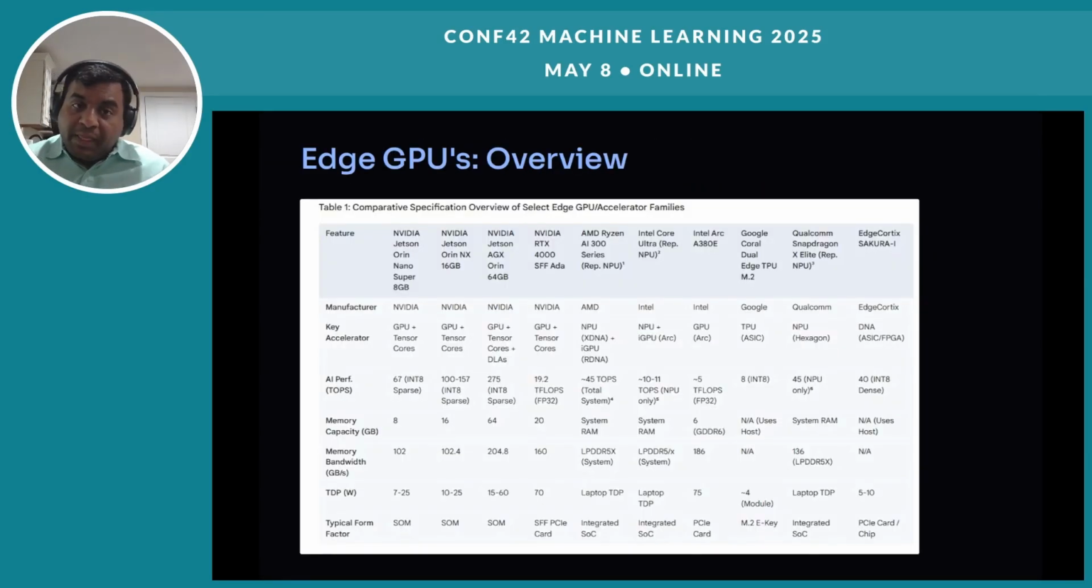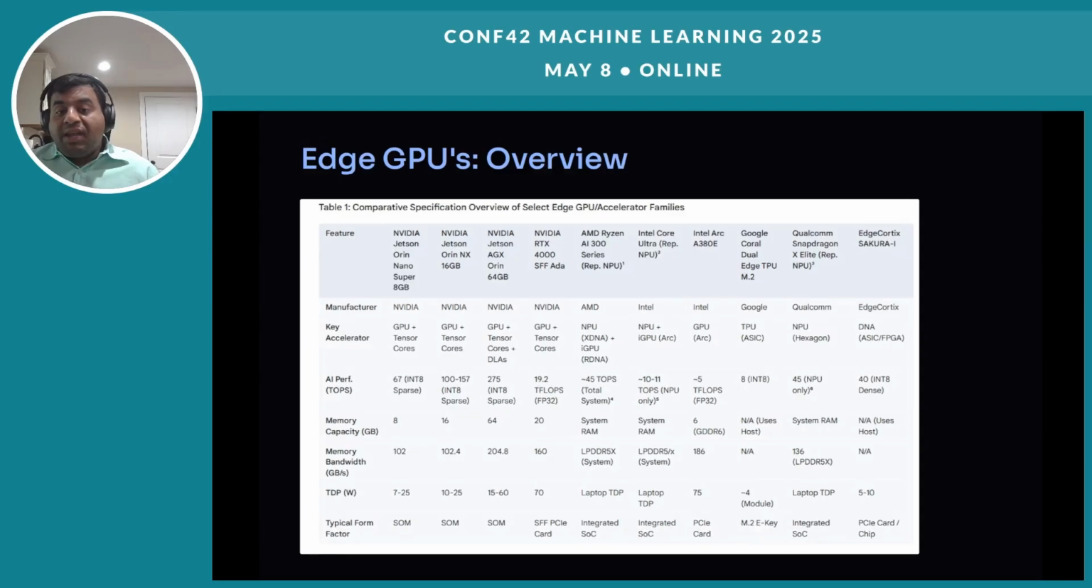GPUs overview. This table gives a snapshot of the diverse landscape of GPUs and accelerators. Don't worry about memorizing the details, but notice the key players: NVIDIA's Jetson series, like Nano, Orin NX, AGX Orin, RTX Ada, AMD's Ryzen AI, Intel's Core Ultra NPUs and Arc GPUs, Google's Coral Edge TPUs, Qualcomm Snapdragon's NPUs, and specialists like Edge Cortex.